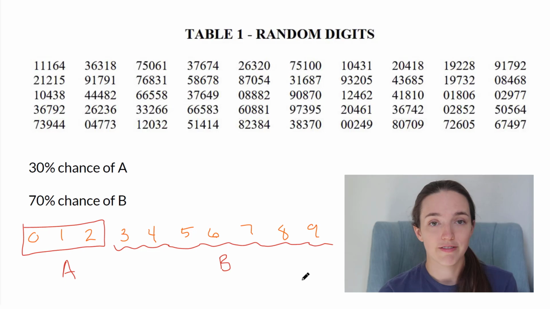So, at the start, we have 1, 1, 1. So the first 3 outcomes are A, A, A. 6, 4, those are both B's. 3, 6, 3, those are all B's. 1, back to A. 8, back to B. And we could keep going as long as we need to. So that's one way of using a random digit table.